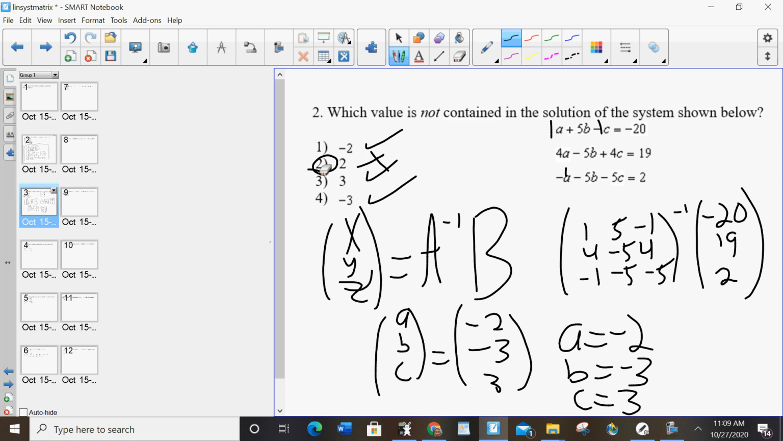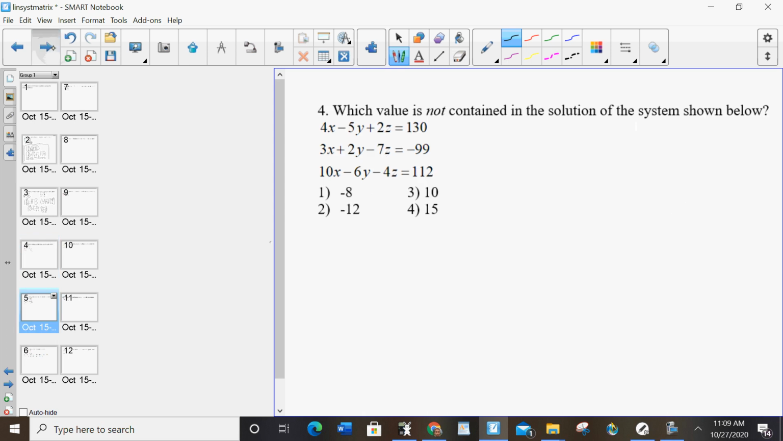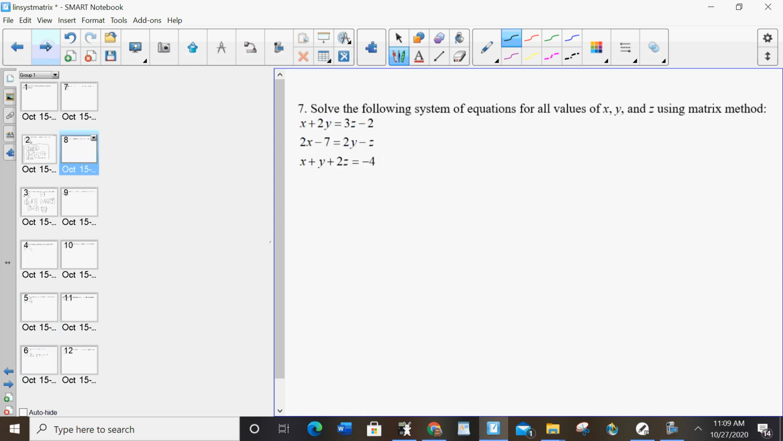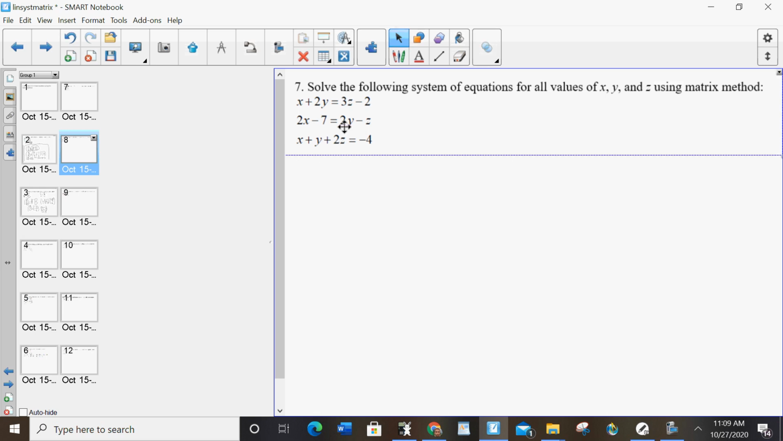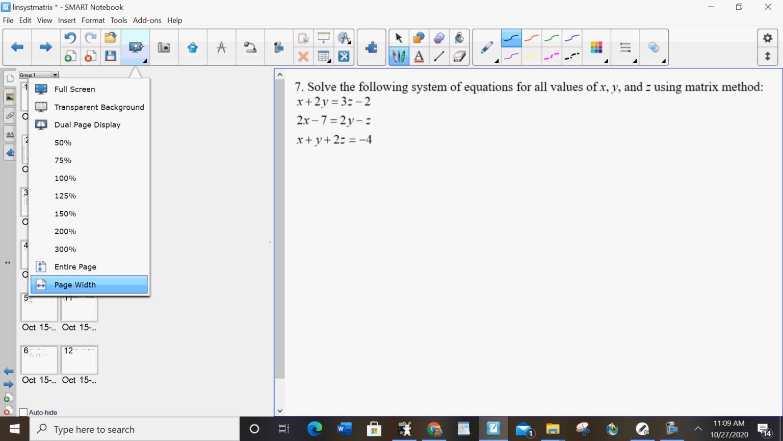That's it. I just want to go through one more example together, and then I'll let you practice. Number 7. The problem with number 7 is things are not lined up correctly to start. So, let's get things lined up correctly.